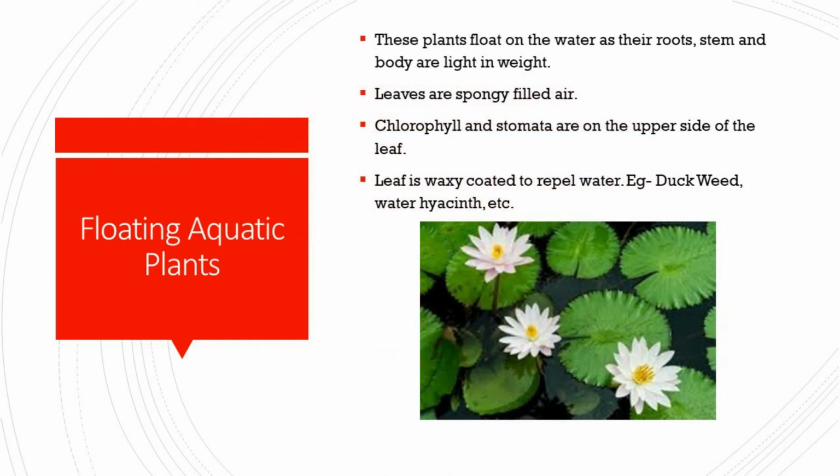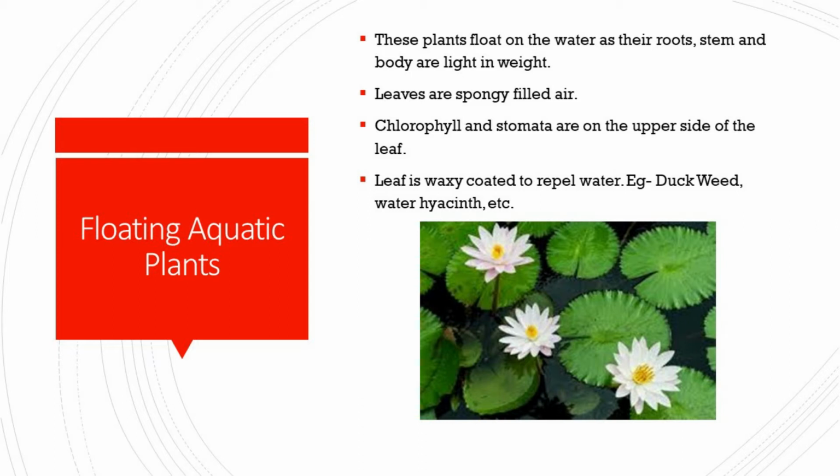You must have seen in a pond that the water is covered by green leaves and flowers. These plants float on water as their root, stem and body are light in weight. Secondly, the leaves are spongy, filled with air. Third, chlorophyll and stomata are on the upper side of the leaf. In terrestrial plants, you have learned that the stomata are on the lower side of the leaf, but in aquatic plants, the stomata are on the upper side of the leaf.